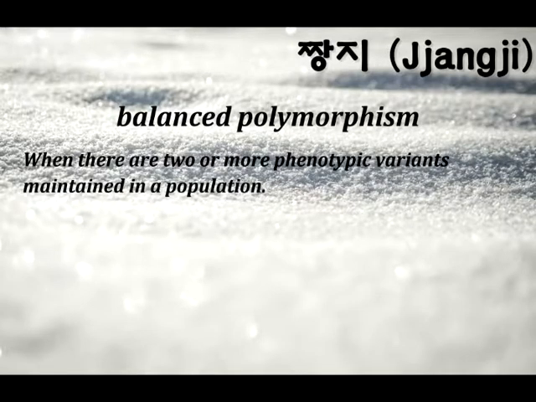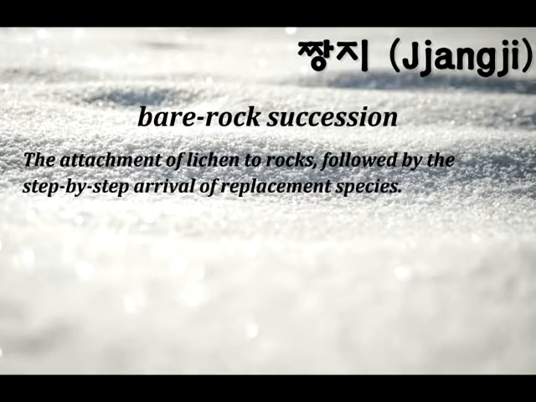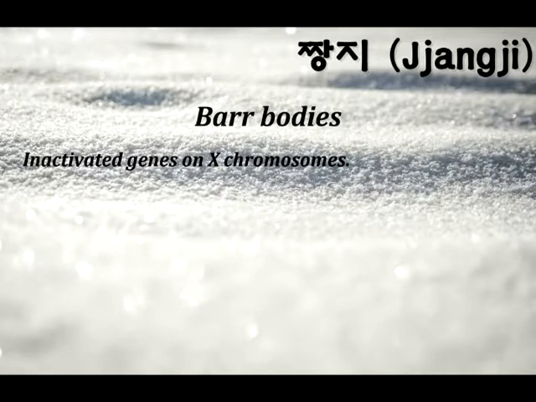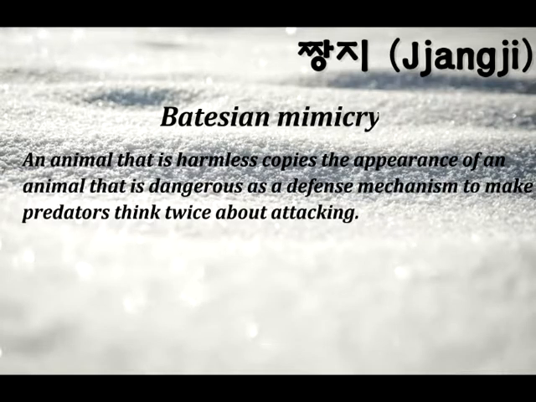Balanced polymorphism, when there are two or more phenotypic variants maintained in a population. Bare rock succession, the attachment of lichen to rocks, followed by the step-by-step arrival of replacement species. Bar bodies, inactivated genes on X chromosomes. Batesian mimicry, an animal that is harmless copies the appearance of an animal that is dangerous as a defense mechanism to make predators think twice about attacking.